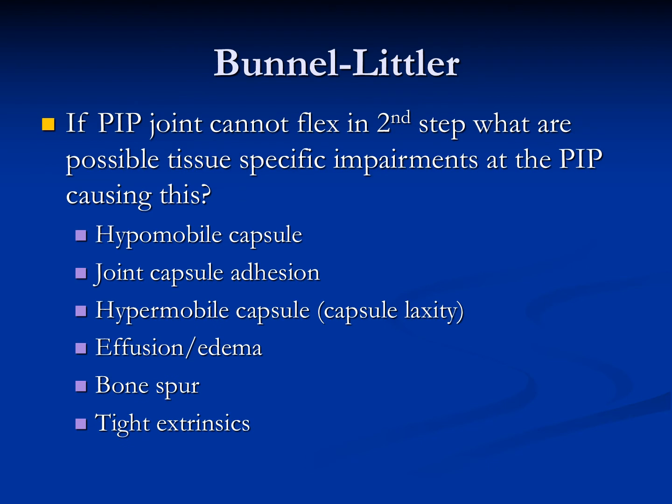In this next slide, you can see what could potentially create that same finding in step 2. So the basic principle here is what would create a false positive for Bunnell-Littler's step 2, where the PIP remains the same range of motion. And these are some items that you can think about. There may be a couple more. Hopefully you guys can think of some, and we'll talk about them in class.